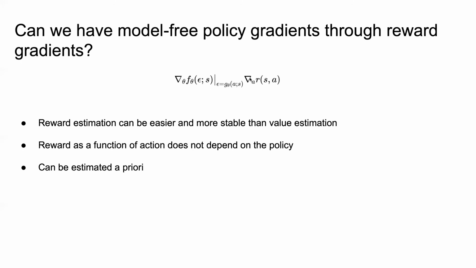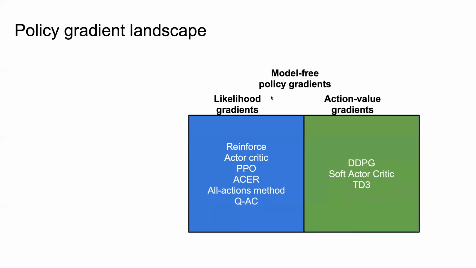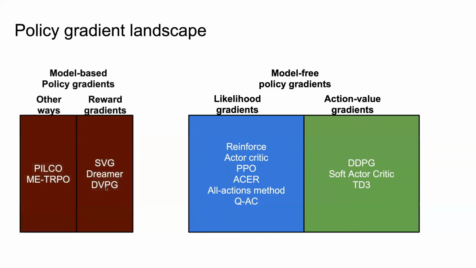So we're really talking about taking the gradient of the reward with respect to its second parameter, action. So that's what we want to do. Of course, we're going to estimate reward. Is that possible in a model-free way? So what is the situation in the literature? Do we have anything? It turns out there are methods that take reward gradients, but they're model-based methods.